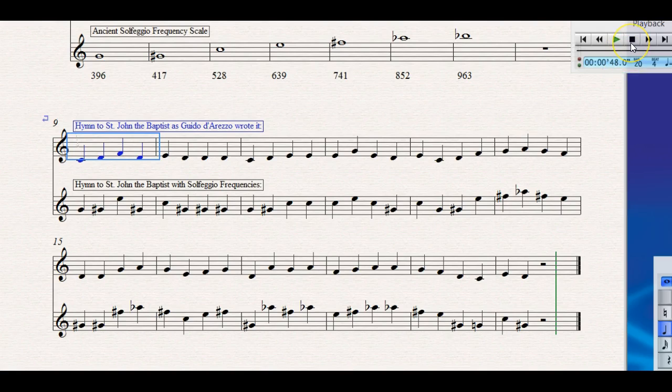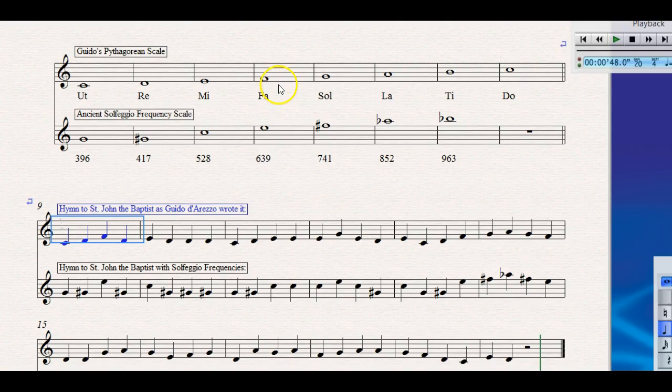Okay, so that is, when you hear the hymn to St. John the Baptist, that's how you hear it sung now. And that's how it would have been sung at Guido's time, because this tune is based on this scale.